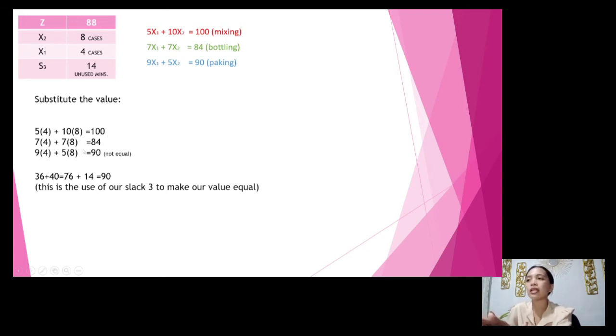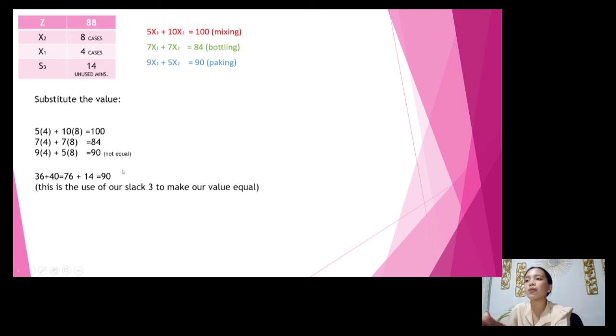So it is equal. Then 7 times 4 plus 7 times 8 is equal to 84. So 9 times 4 plus 5 times 8 is 76. So it is not equal to 90. For us to get the 90, this is the use of our slot 3, which is the unused minutes. So 76 plus 4 is 90. This is the use of our slot 3 for us to make our value equal.